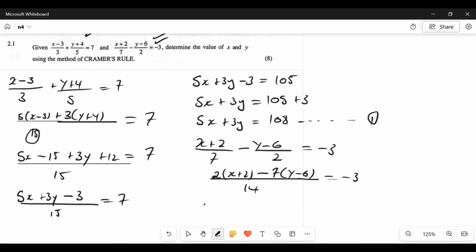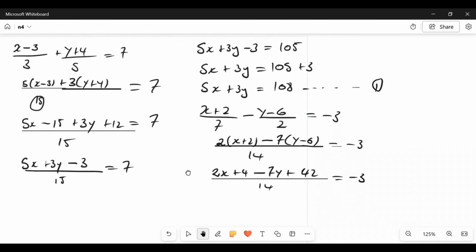Now let's remove the brackets. On the numerator, we have 2 multiplied by x plus 2. That is going to give us 2x plus 4. And then minus, we have negative 7 multiplied by y minus 6. So this is going to give us negative 7y plus 42. Divide by 14. All this is equaling to negative 3. Let's create space, guys, so that we can have our equations there.